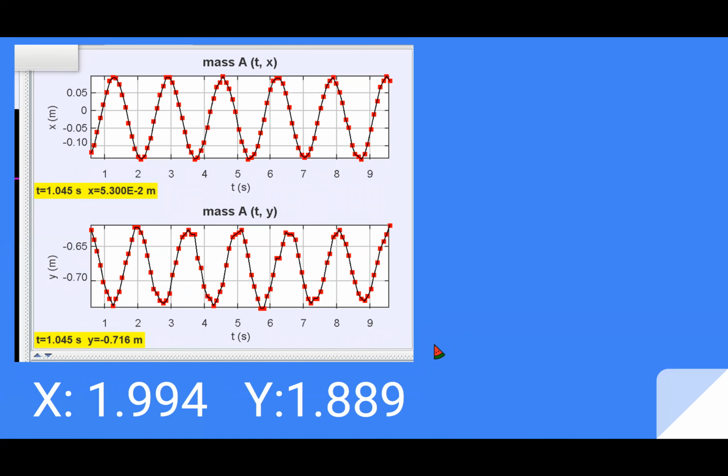And here for follow-up question 2, the single acceleration in the tracker X is just this curve. So X is 1.994 and Y is 1.889. And that's it. Thank you.